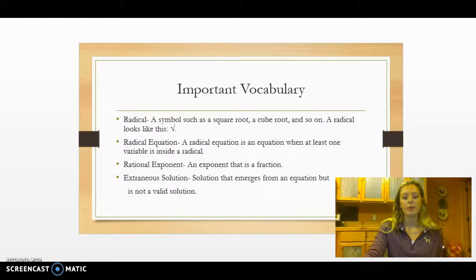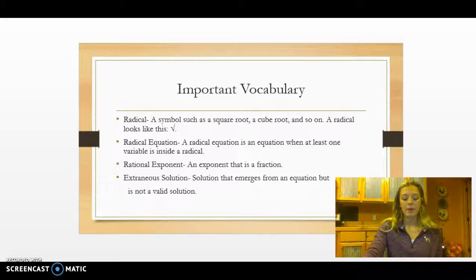Some important vocabulary words we need to know for this lesson are radical, radical equation, radical exponent, and extraneous solutions. A radical is a symbol such as a square root or a cubed root, but it can keep going onto fourth, fifth, or sixth roots, and so on. We don't have to worry about anything past a cubed root in this class. We won't even really be working with a cubed root very often.